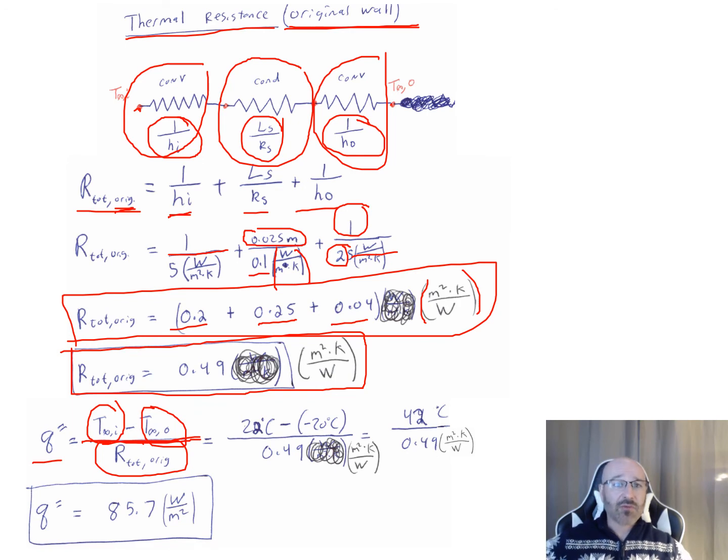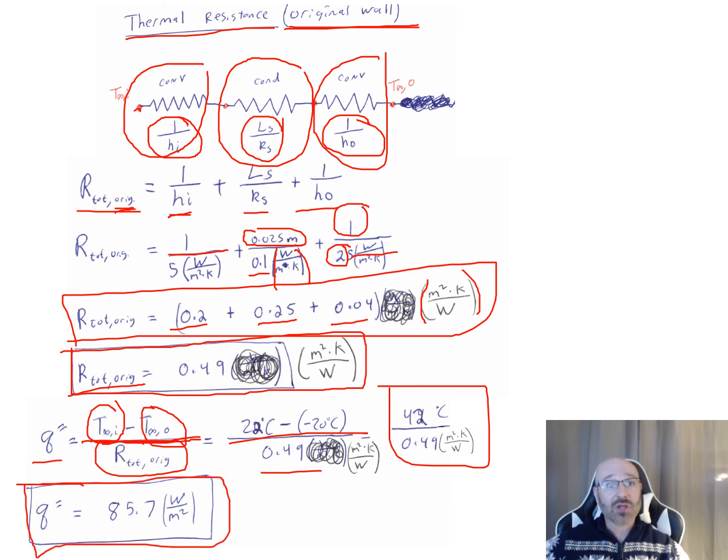So we take our temperature difference between the inside and outside air temperatures, divided by our total thermal resistance, which we just calculated above, again for our original wall, just the sheathing. We can do our math. What we end up with is our heat flux q double prime equal to 85.7 watts per meter squared. Again, pay attention to those temperature units when you're doing this to come up with the correct units at the end. That's a great double check.